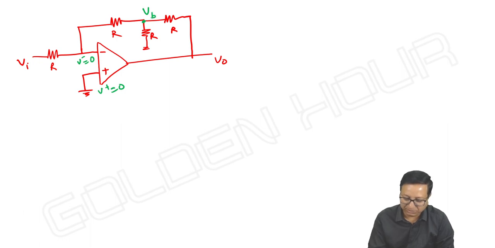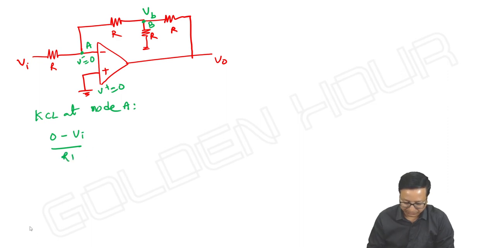Let me write it as Vb otherwise. Okay, and this is node A and it is node B. Apply KCL at node A. What we can write, 0 minus Vi by R plus 0 minus Vb by R is equal to 0. So what is Vb here?